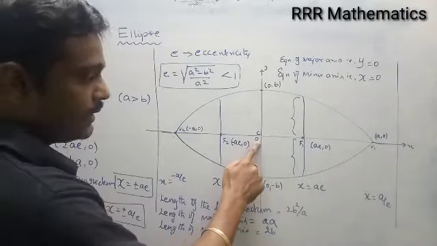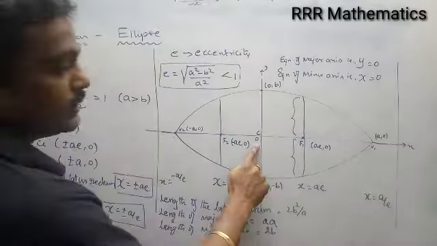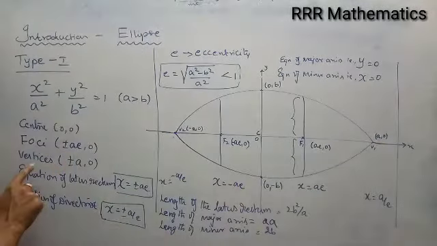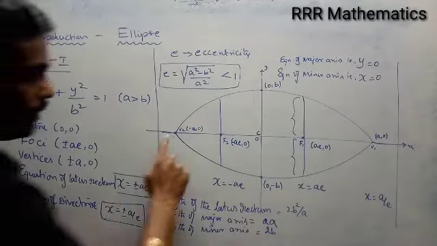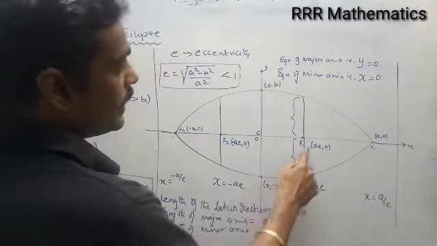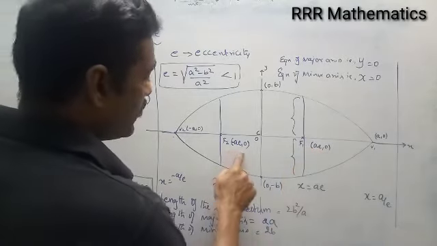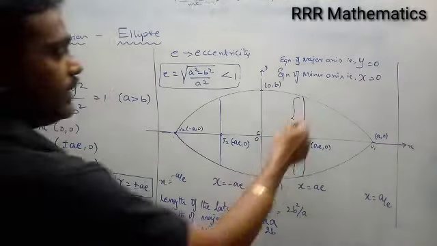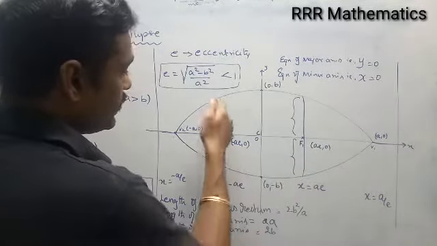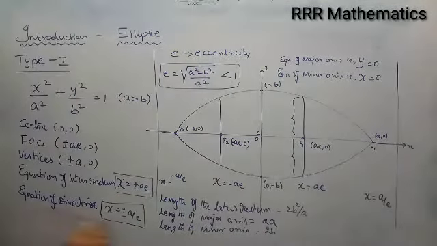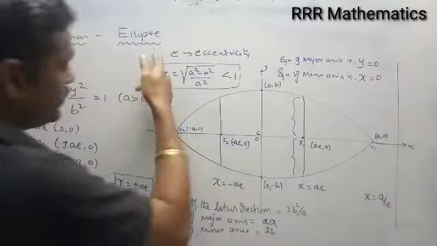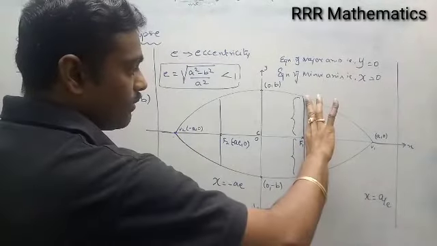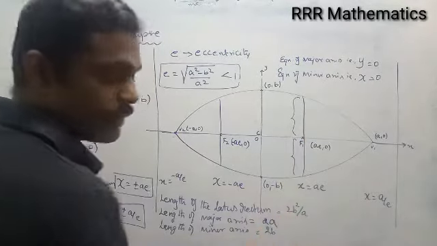This is the center. In the standard figure, we center at the origin. Your vertices will be (a, 0) and (minus a, 0), therefore plus or minus a comma 0, the end points of the ellipse. And these are the foci, (ae, 0) and (minus ae, 0). Therefore the foci will be plus or minus ae comma 0. And equation of latus rectum, x equal to ae and x equal to minus ae. Equation of directrix appears here and here, which is x equal to plus a by e and minus a by e. For the length of latus rectum, this will be 2 times b square by a.